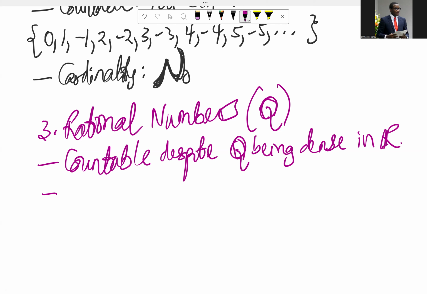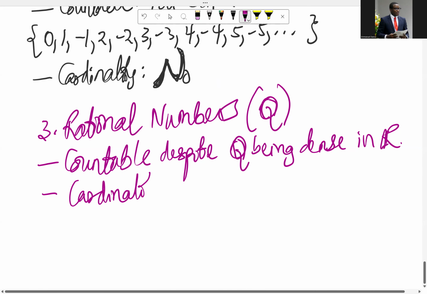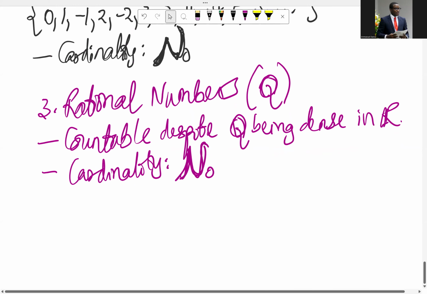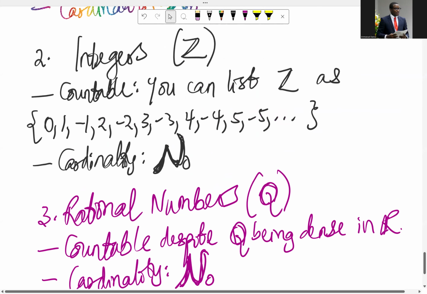A very good example will be starting from 0. You can have 0, then 1/2, 1/3, 1/4, 1/5, 1/6, 1/7, 1/8, 1/9, and you can go on like that forever. Though it's a lot still, at least you can list it out in such a way that it corresponds with natural numbers. So it is countable despite Q being dense in R. Again, the cardinality is aleph null, because it is countably infinite.